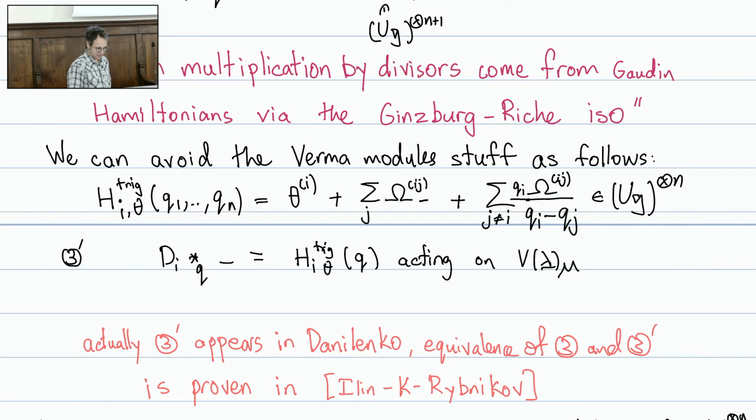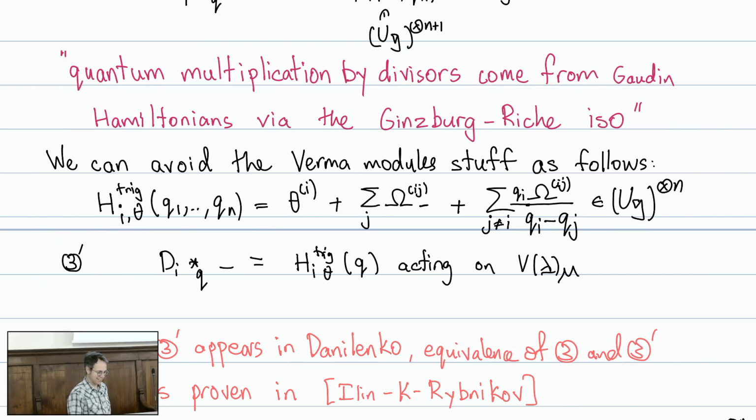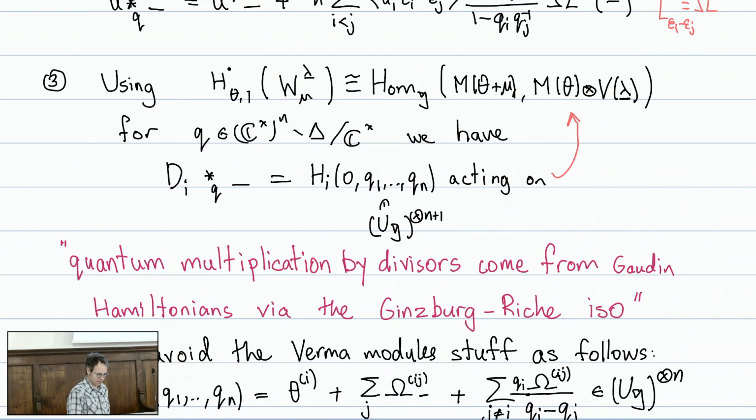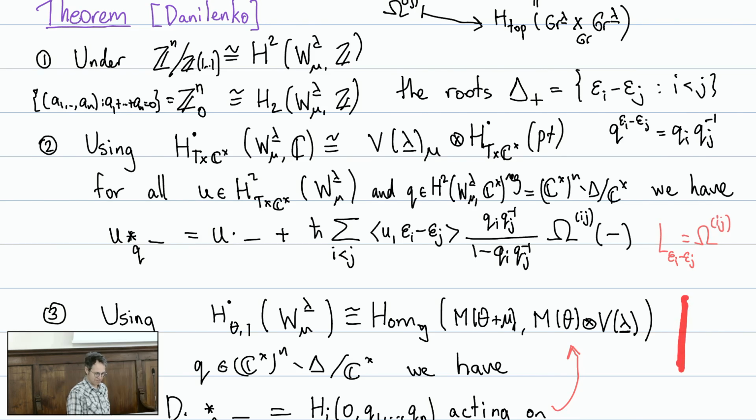So here's a little comment. What appears in this work of Danilenko is not 3, but 3 prime, and only for generic theta. And in our work, a recent paper from last year with Eccellenza and Leonid Rybnikov, who's arriving very soon in Pisa, we proved the equivalence of 3 and 3 prime for generic theta. So technically, if we look back at this statement of the theorem, part 3 of the theorem is only proven for generic theta, and I would say it's conjectural for arbitrary theta.